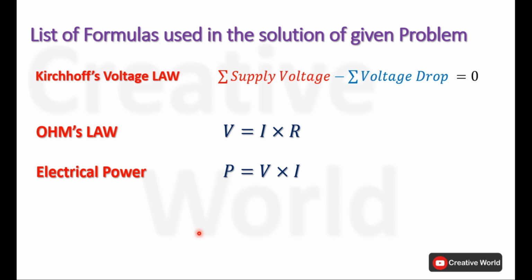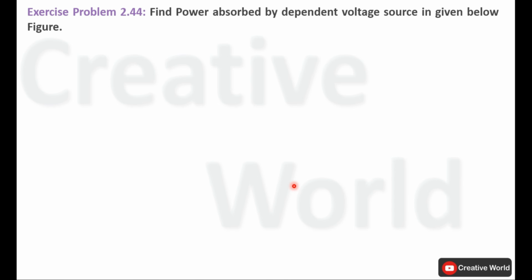Electrical power calculation formula will also be utilized while solving this problem. The basic equation of electrical power is P equal to V multiplied by I, where V is voltage across an element and I is current through that element. Now move towards the problem. Exercise problem number 2.44. Find power absorbed by dependent voltage source in the given figure.